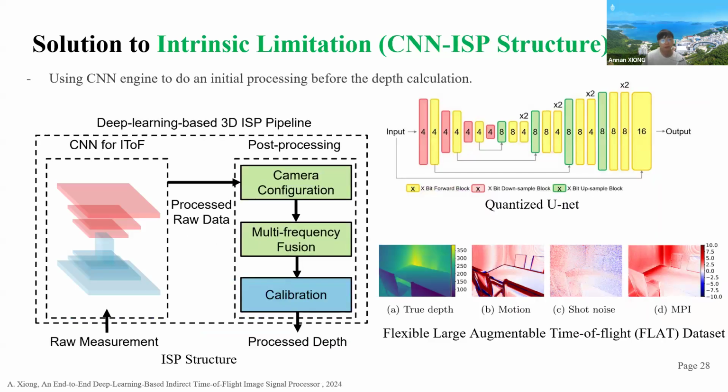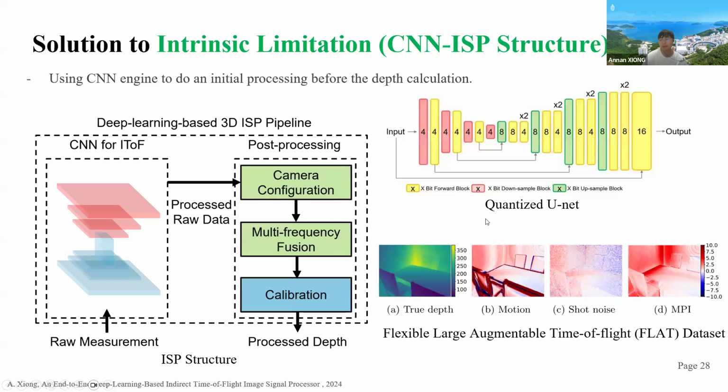Therefore, we propose to use a CNN engine to do an initial processing before the depth calculation. In our proposed architecture, we first use the CNN engine to clean the raw measurement. After we get the processed raw data, we do the post-processing, such as the camera configuration, multi-frequency fusion, and calibration.